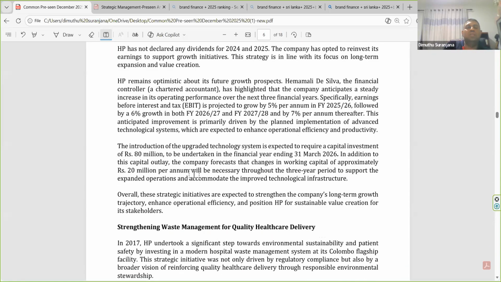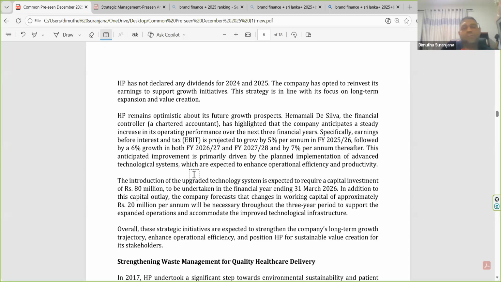HP has not declared any dividend for 2024 and 2025. The company has opted to reinvest its earnings to support growth initiatives. They reinvest. The strategy is in line with a focus on long-term expansion and value creation.